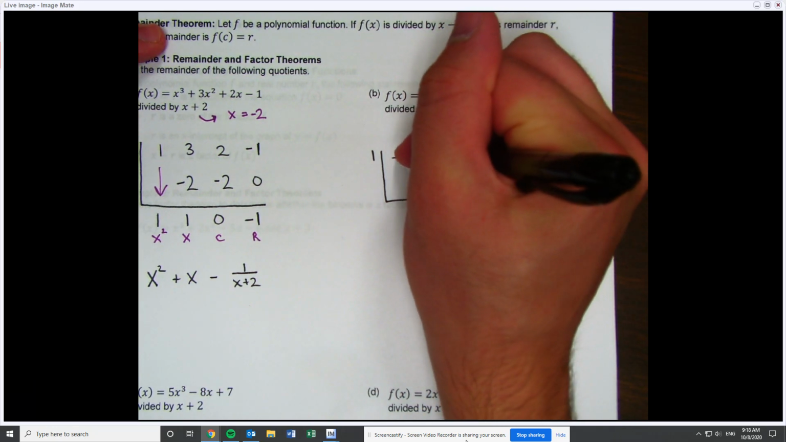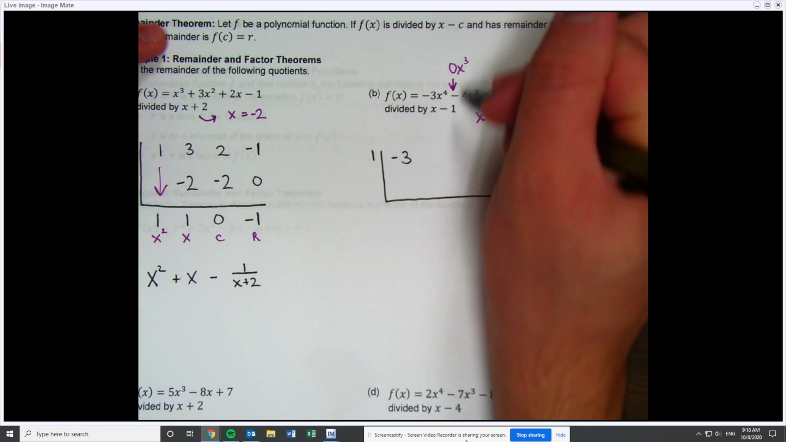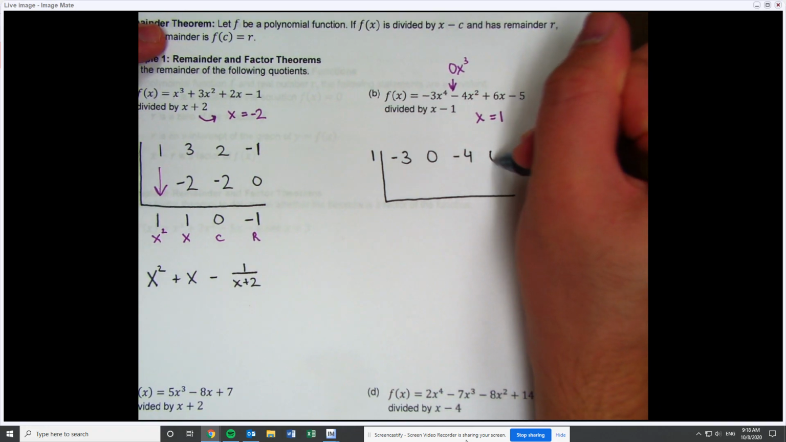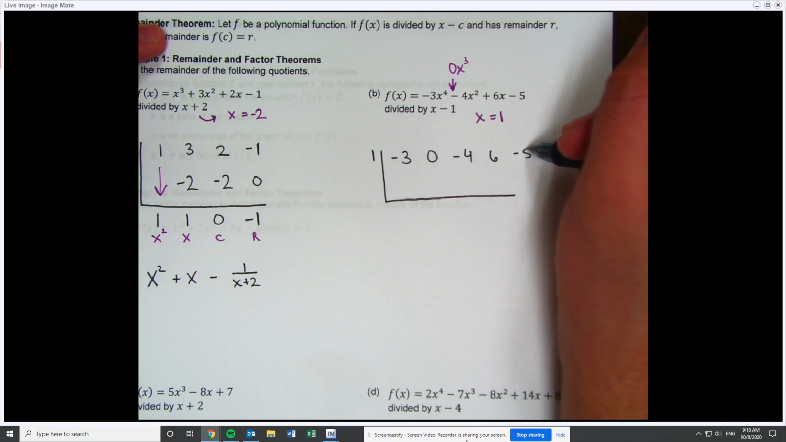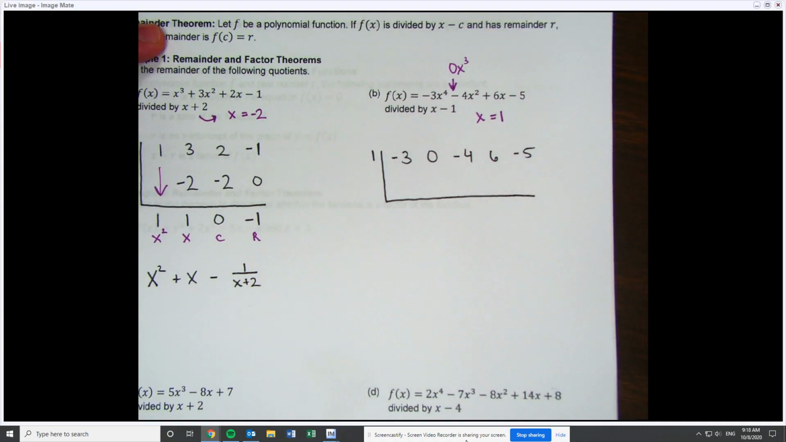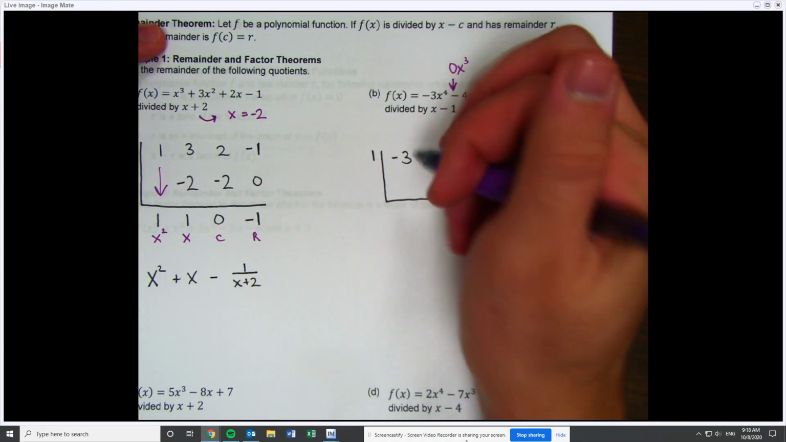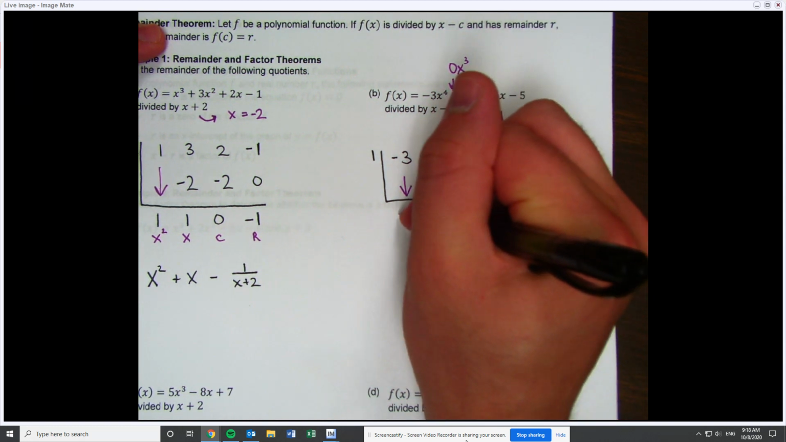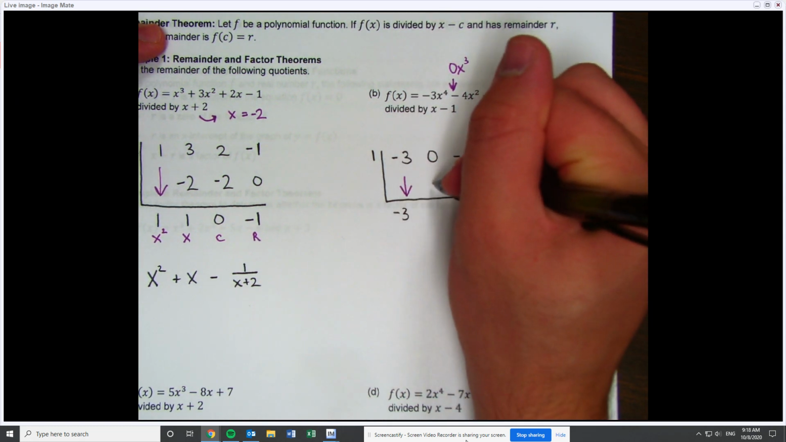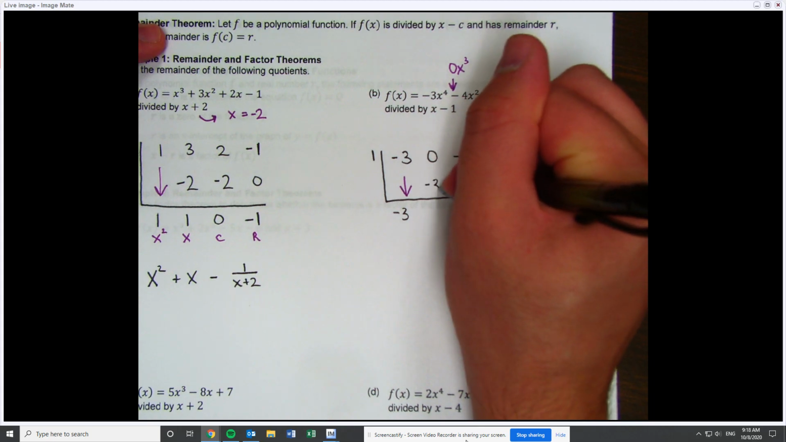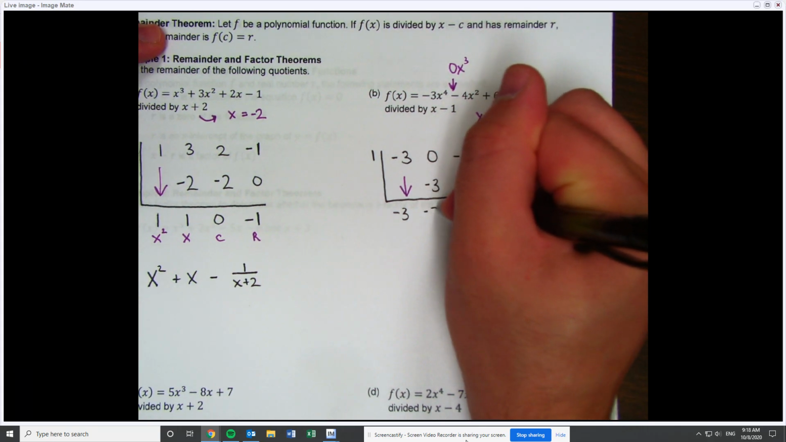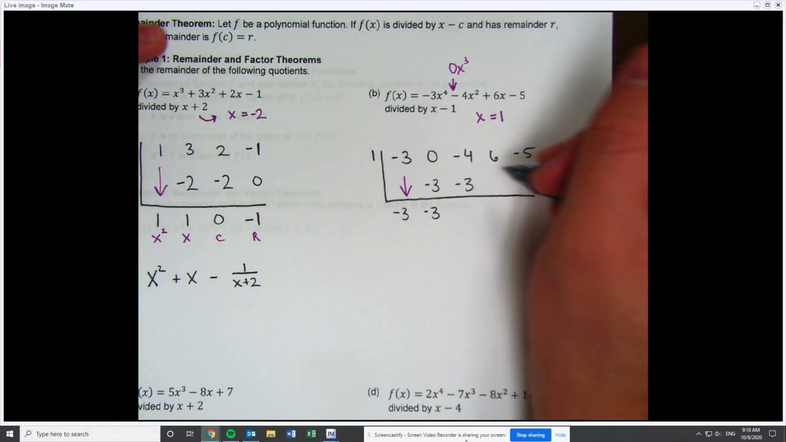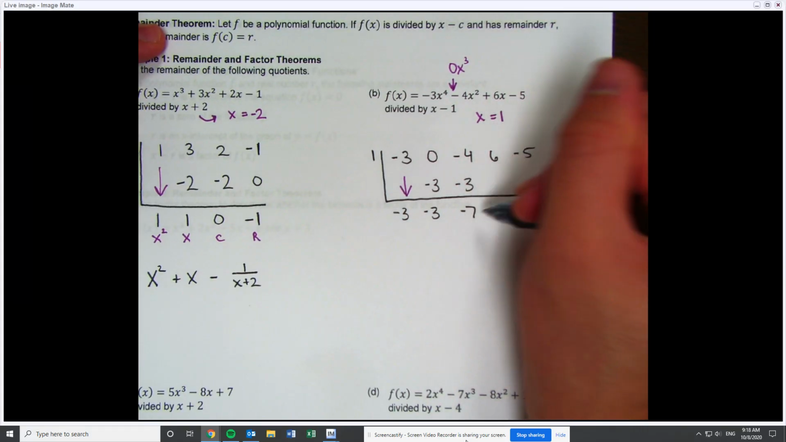Now, filling in my numbers, I'm going to start with negative 3. Then I have 0. Then I have negative 4. Then 6. And then negative 5. Got it. So going through our synthetic division, we drop the negative 3. That 1 times negative 3 is negative 3. Add that to 0, we get negative 3 again. Now negative 3 times 1 is negative 3. Add those together, we get negative 7.